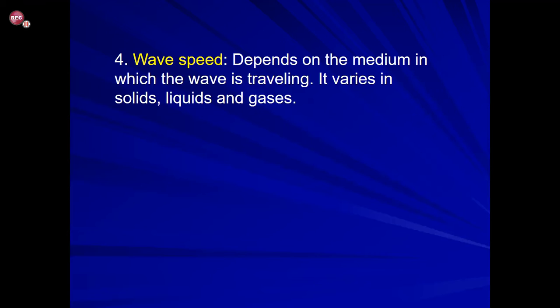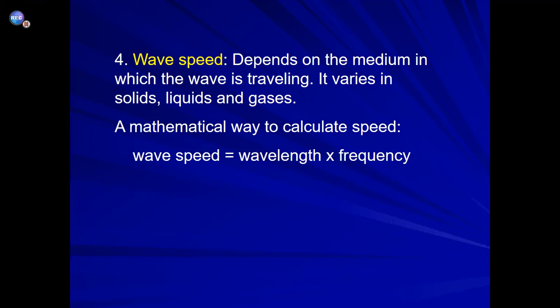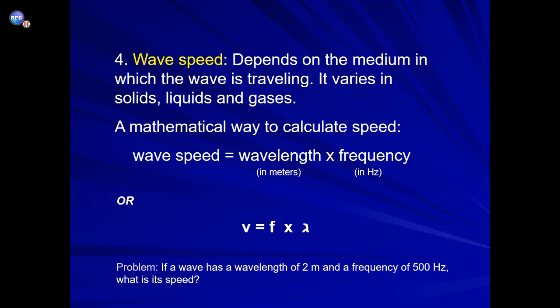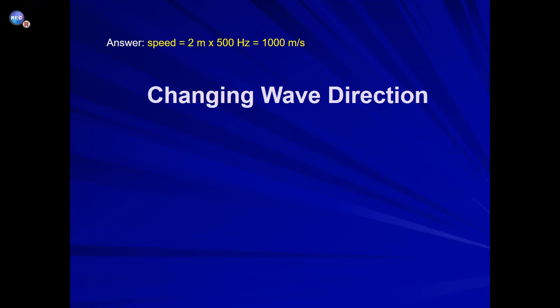All right, wave speed. So speed depends on the medium in which the wave is traveling. So waves travel, some waves travel faster in liquids and solids and gas. All right, so the way to figure out speed is speed equals wavelength times frequency, or v equals f times lambda, the Greek letter for wavelength. All right, we don't have to worry about these. We're not working on those.